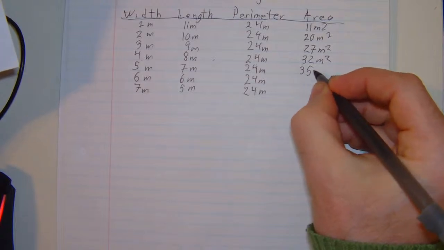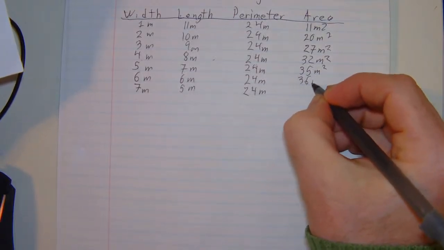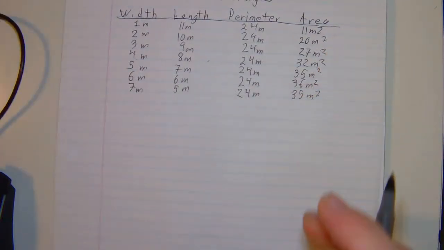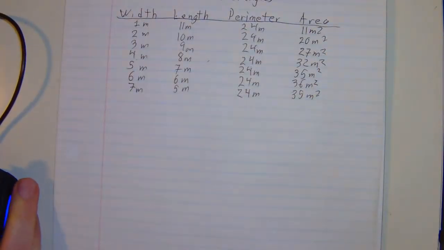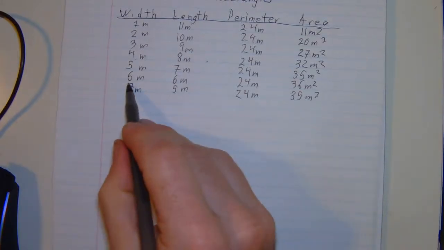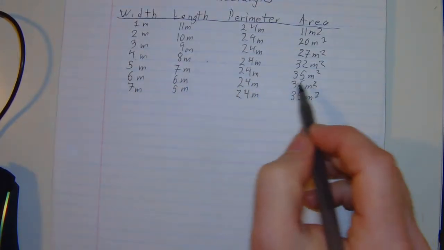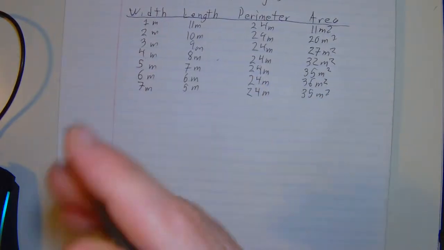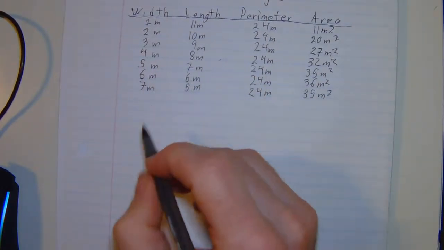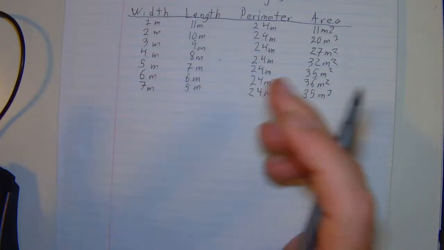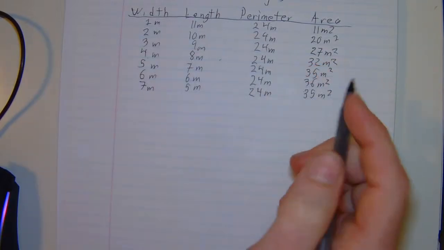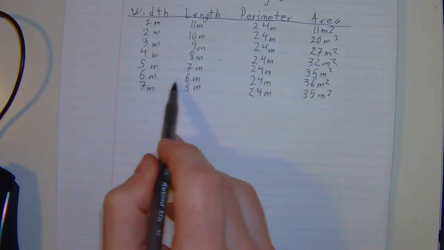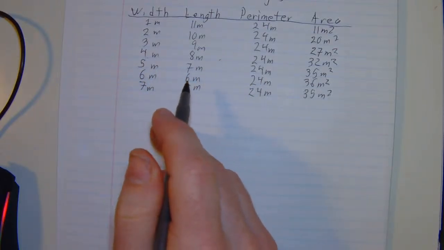And I'll just go through and write the rest. 35 meters squared, 36 meters squared, and 35 meters squared. And so you can see that we peak here at 6 by 6, which gives us the largest area for a rectangle with a perimeter of 24 meters. So what does this mean? This means that if you want to make the largest garden to contain the most plants with 24 meters of fencing, and you have to make a rectangle, the shape you should choose is a 6 meter by 6 meter rectangle.